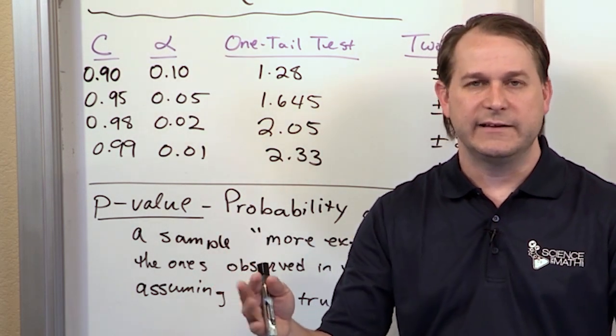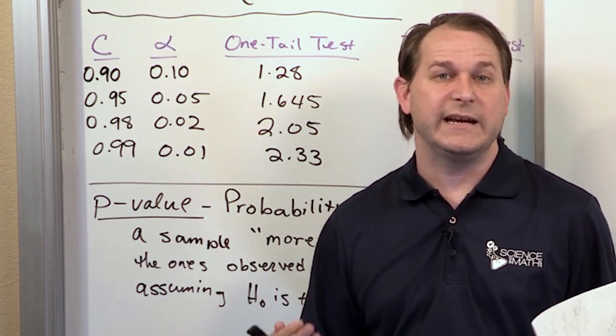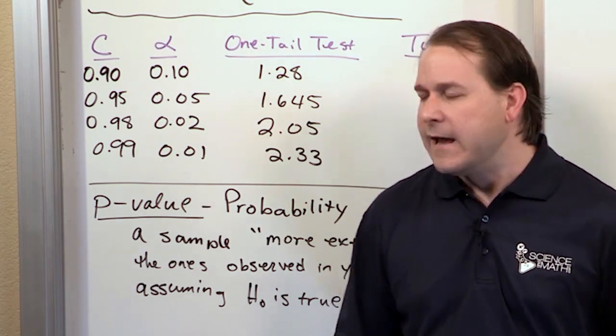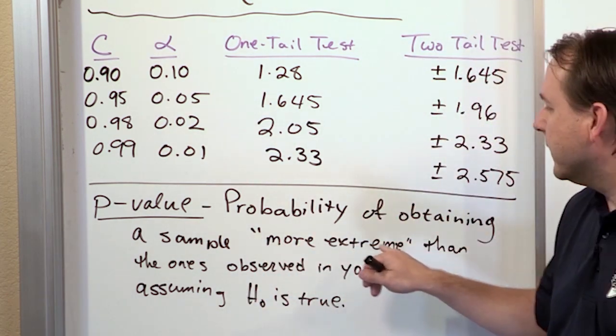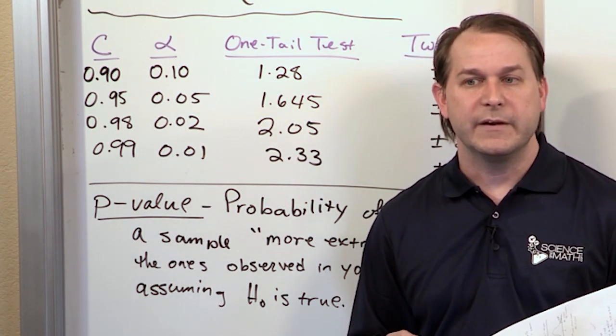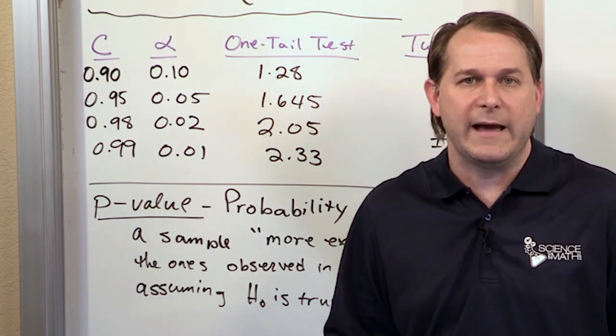That's the data that I've collected. The p-value gives a representation of the likelihood of getting data even more extreme than the ones that I actually did collect. And the reason I put "more extreme" in quotations here is because what more extreme actually means depends on the problem that you're doing.